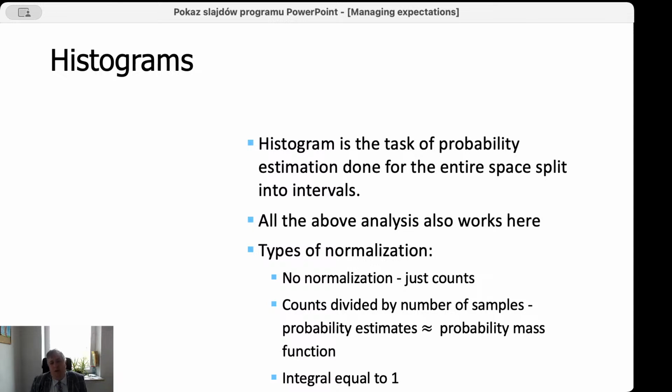And depending on what kind of understanding, we can either not normalize those values and just use counts. We can use counts divided by the number of samples, and we will get this representation as a probability mass function, or we can just find a way to represent the function in a way that will be consistent with the integral of the function being equal to 1.